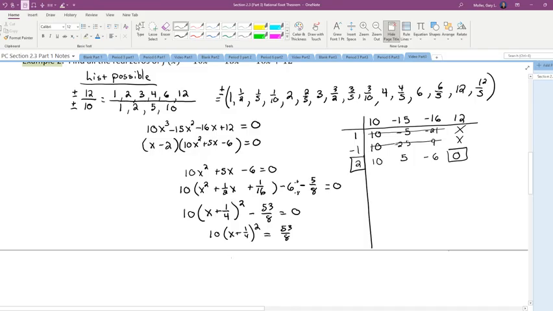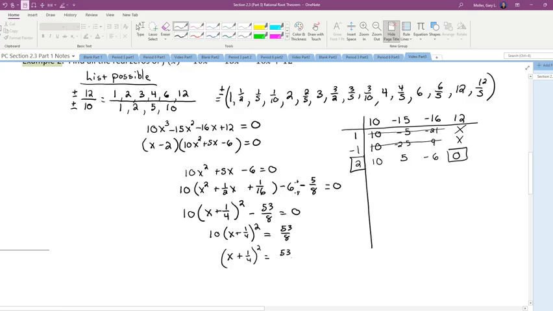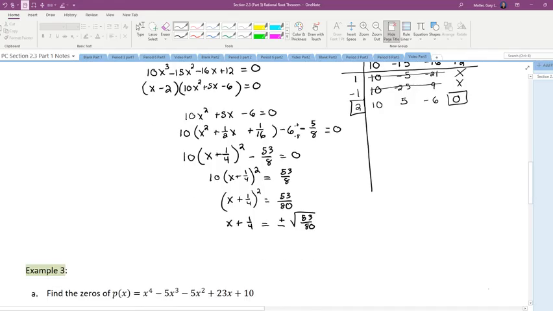I get x plus 1/4, the quantity squared. Multiply by 1/10, and I get 53 over 80. I'm going to take the square root. I get positive or negative, the square root of 53/80ths. And then I'm going to subtract 1/4.